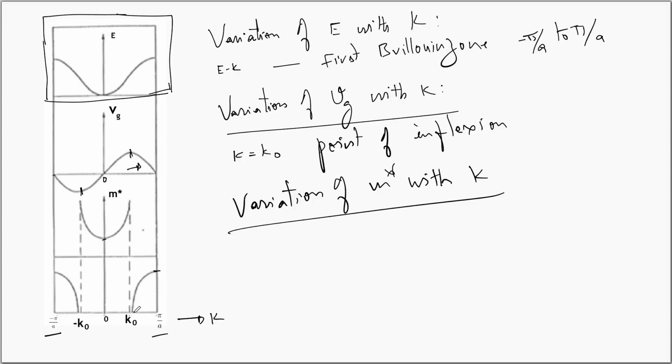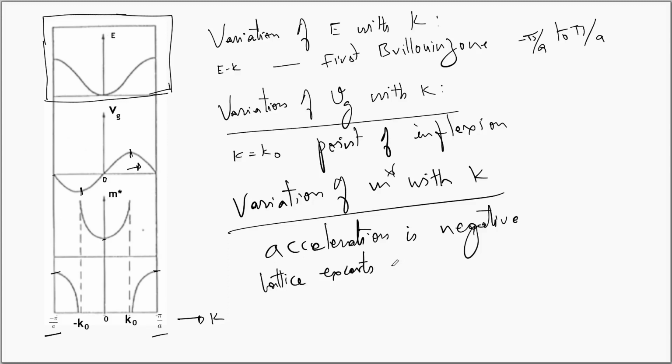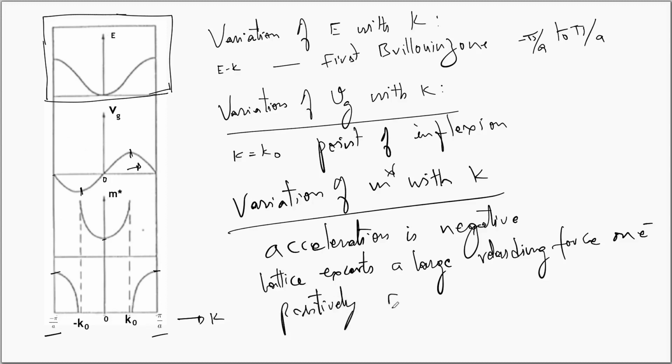Beyond the value of k0, even if you increase the k, one notices that the effective mass is going to increase and reaches some value for k is equal to pi by a and k is equal to minus pi by a, which means at these points the acceleration is negative. Which means from k0 to pi by a and minus k0 to minus pi by a, the lattice is exerting a large retarding force on electron. This means in this region the electron behaves like a positively charged particle. And this positively charged particle is referred to as a hole.